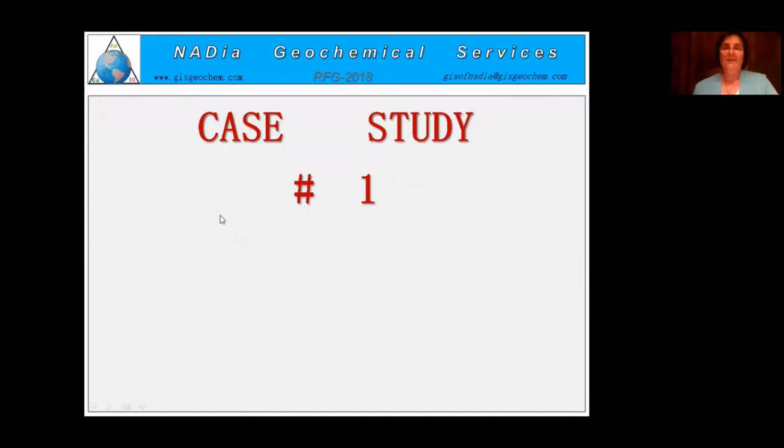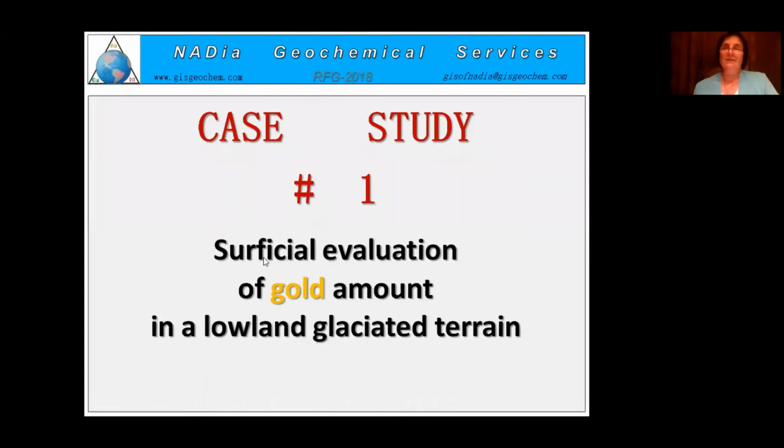This is an example of applying this strategy. Case study number 1 is the official evaluation of gold amount in lowland glaciated terrain.